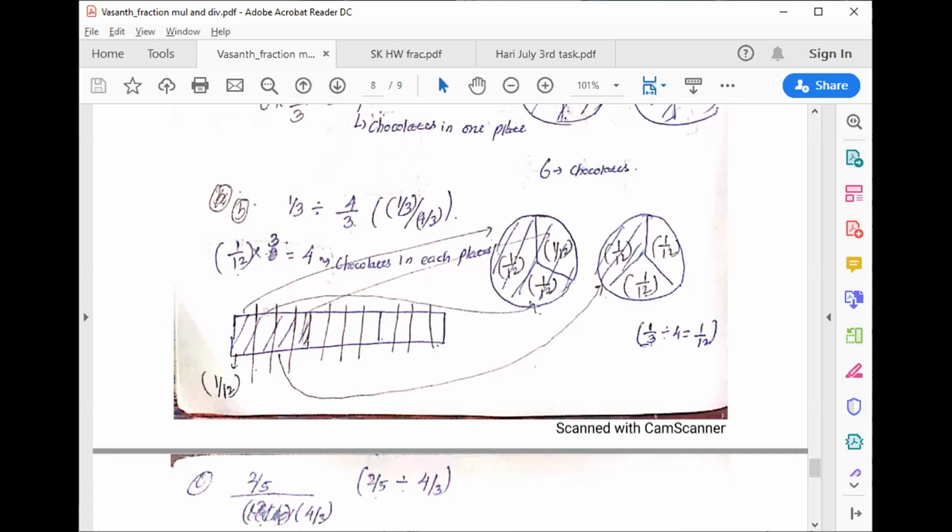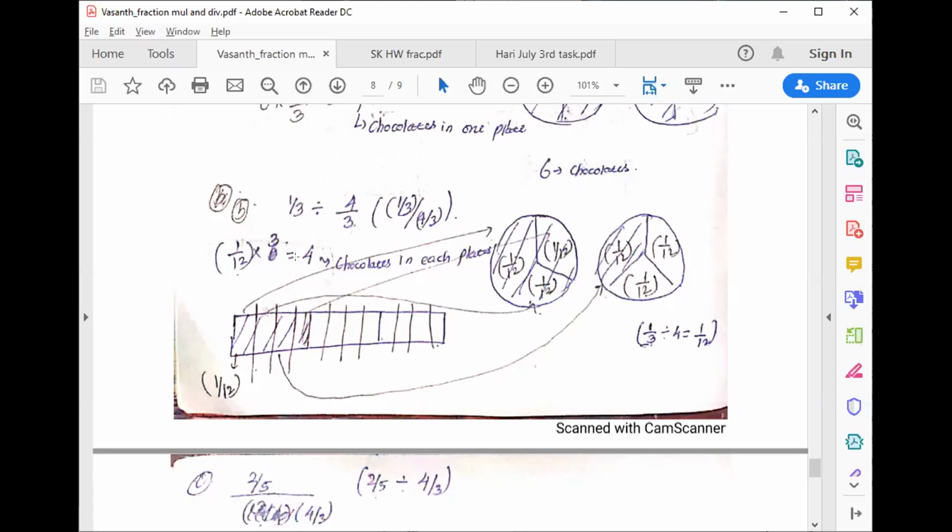Step 2 is finding how much is there in one plate. So this is fine, 1/12 times 3. But when you have 3 1/12, how much is that? It's 1/4. Exactly. So this should have been 1/4. That's the mistake, I think a careless mistake. But otherwise, this was very nicely done.